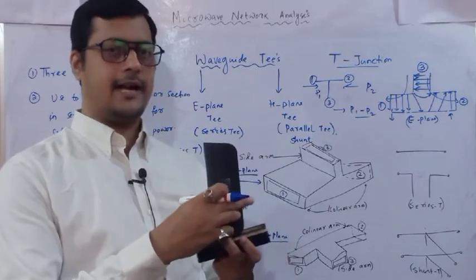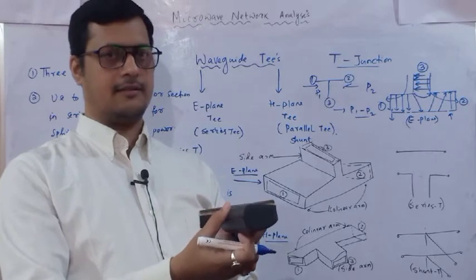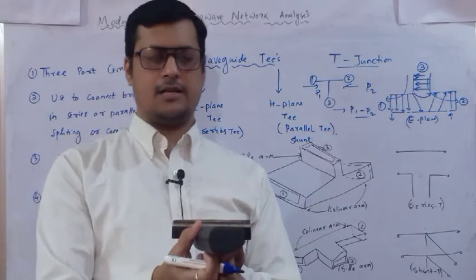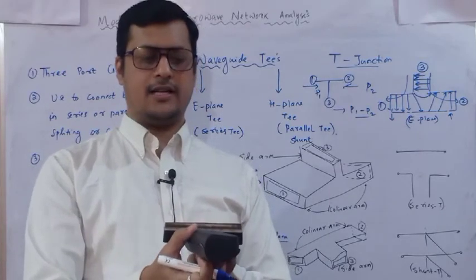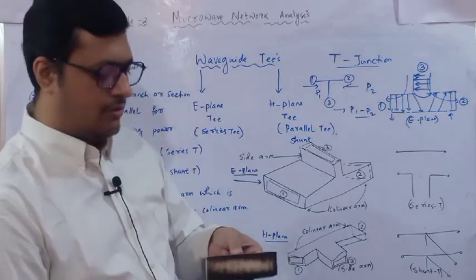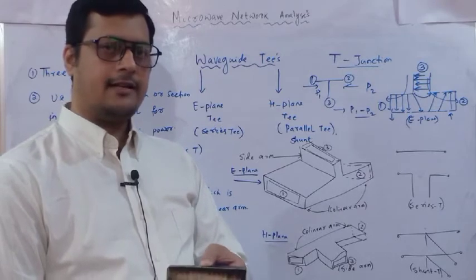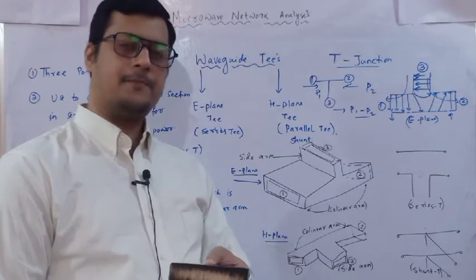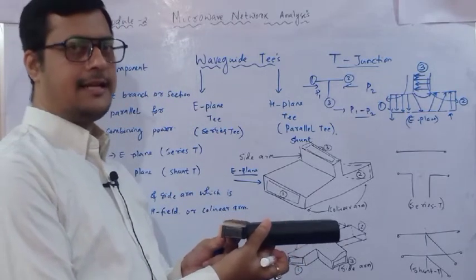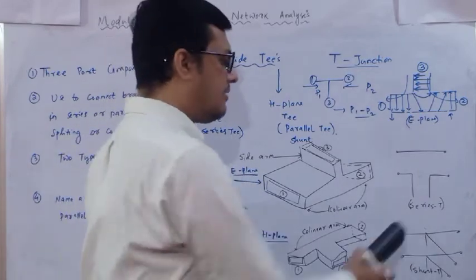Okay, but at the same time, if this side arm comes here, means if it looks like this, the collinear arm, and in the collinear arm we have a side arm like this. Okay, so here you can see the collinear arm is the upper horizontal line and the vertical downward line is called our side arm. Then if it looks like this, that means here it is called an H plane, it is called a shunt.